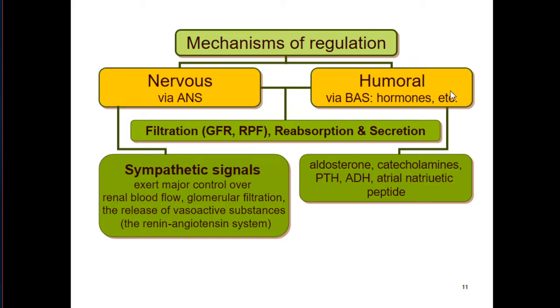Humoral control will affect not only filtration, glomerular filtration rate and renal plasma flow, but also reabsorption and secretion. And here you have the hormones which you previously studied, and today we will revise their functions.